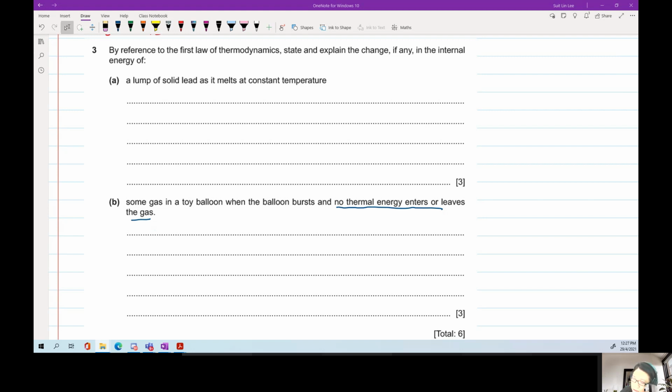So whenever you want to write this, write the equation first. Delta U is Q plus W. So you need to explain internal energy, the change in internal energy. So I need to mention Q first, what changes for Q, what changes for W, and then conclude.